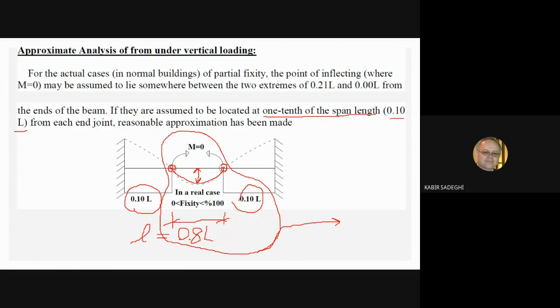And then, as I mentioned, we apply the reaction here on the other part. And we apply load over that part as well, and we can calculate the fixed end moment here, or end moment here, and reaction here. And element by element, we design the beam, the frame. So this is the base.